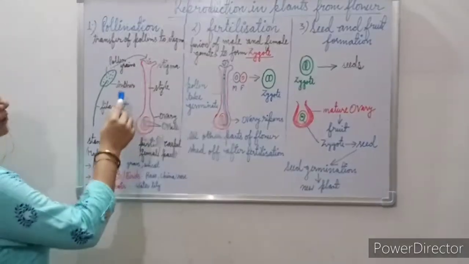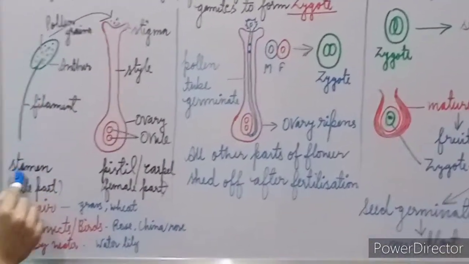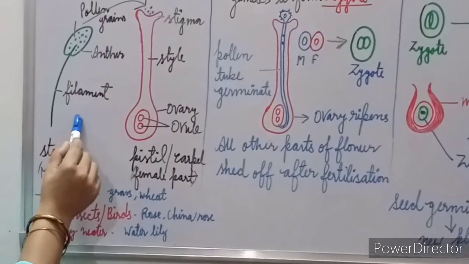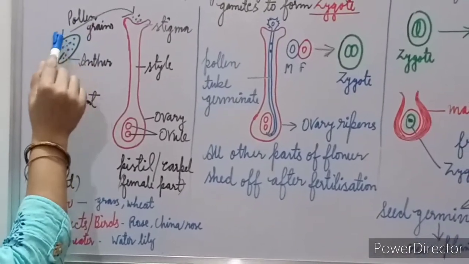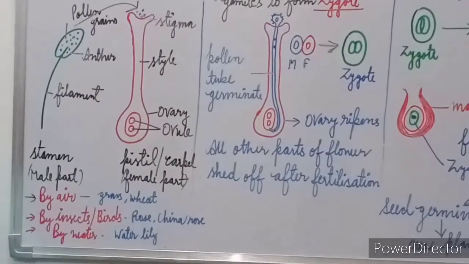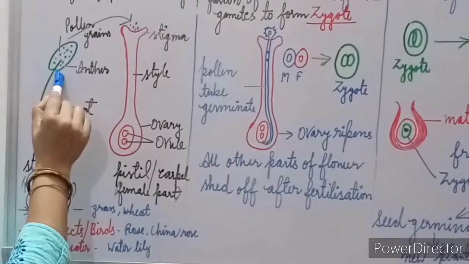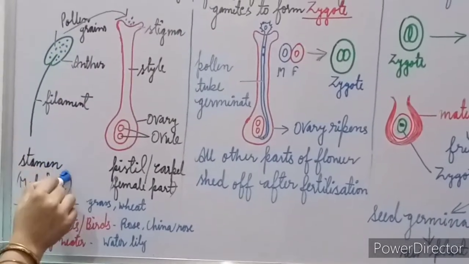With the help of this diagram you can see here, this is the structure of the stamen, which is a male reproductive part. It consists of anther and filament. Inside the anther you can see blue dots. These blue dots are actually the pollen grains, which we call male gametes. These male gametes are formed inside the anther, and this is the filament of the stamen.